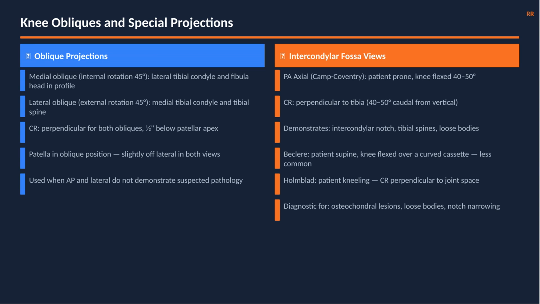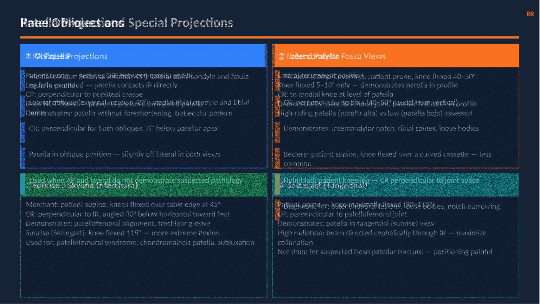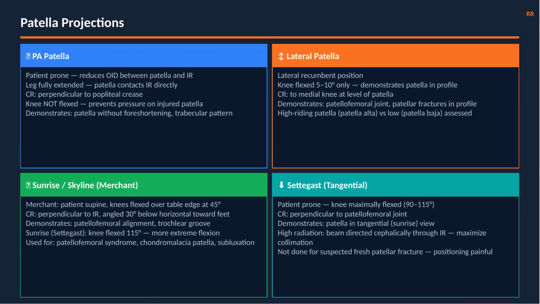Holmblad view, patient kneeling, CR perpendicular to the joint. Alternative to Camp-Coventry for the same anatomy. For patella views, PA patella, patient prone, leg fully extended. The patella is in direct contact with the IR, minimizing OID and improving sharpness.